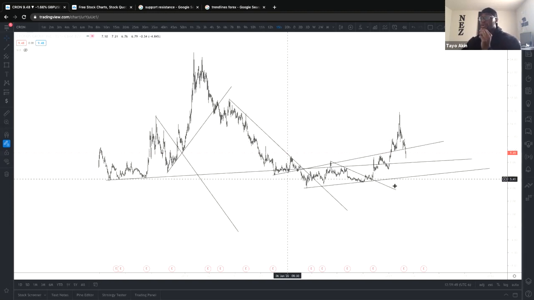1, 2, 3 across the map. 1, 2, 3 across the map. 1, 2, 5, whatever across the map. Okay, so if you draw this trend line across the map, you're going to see how price came back, retested, and sold off.